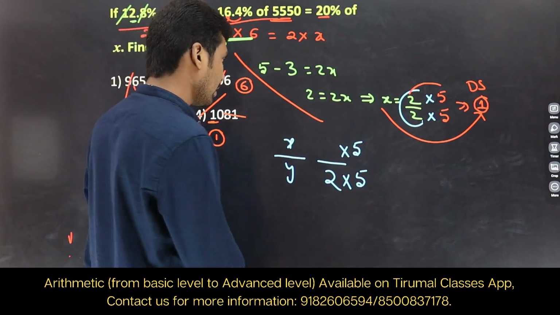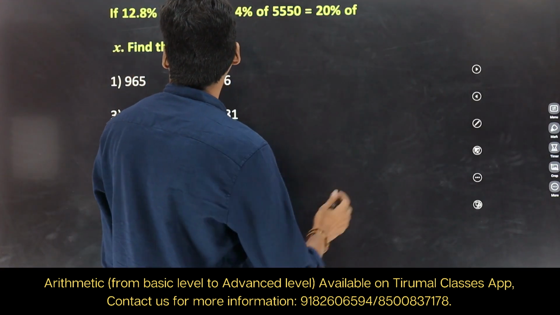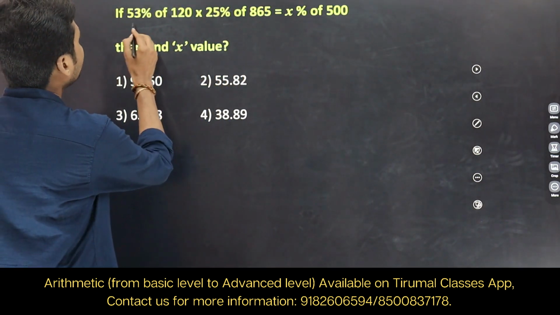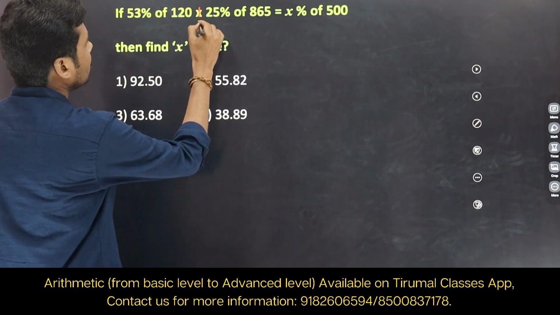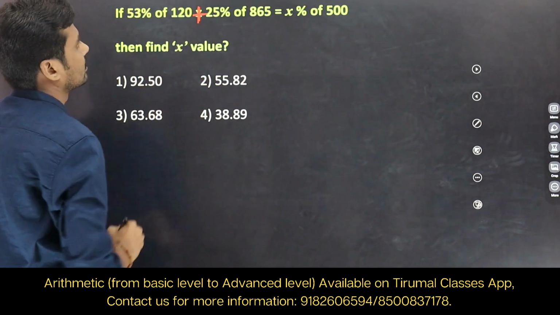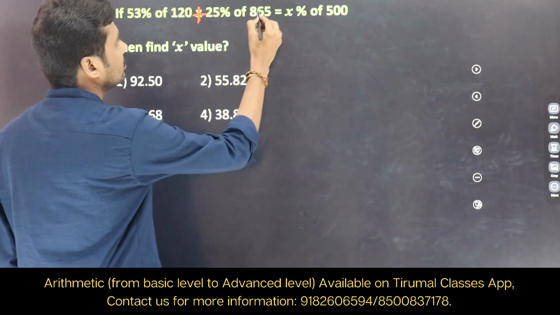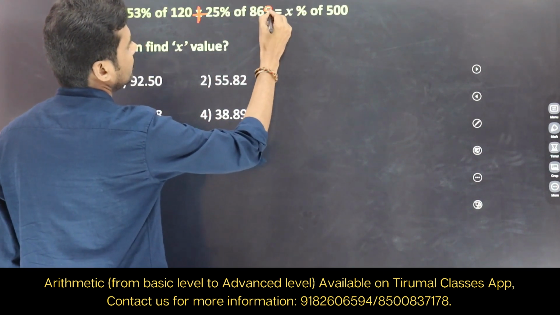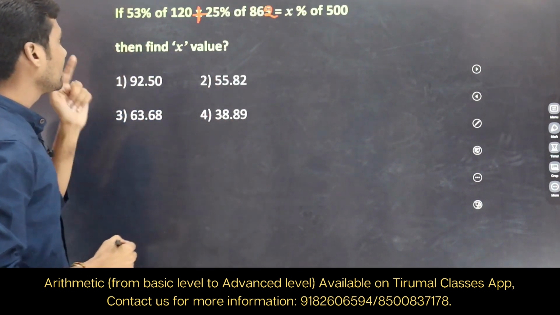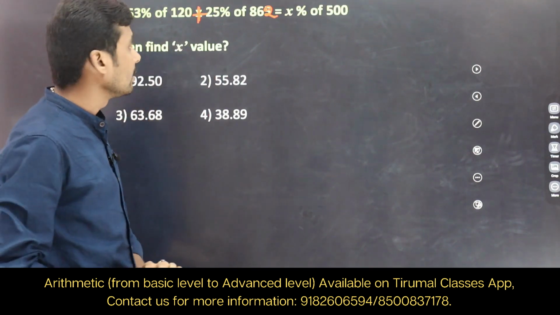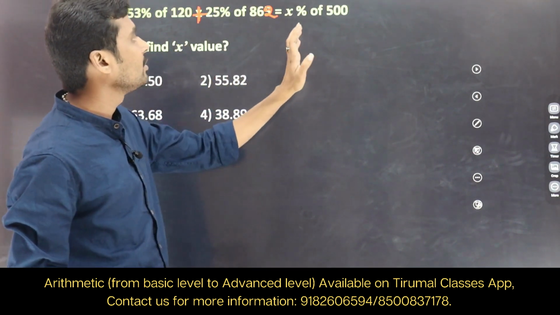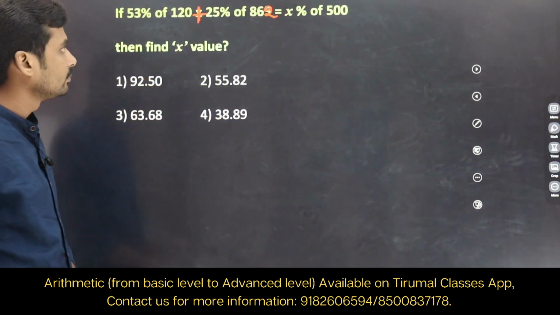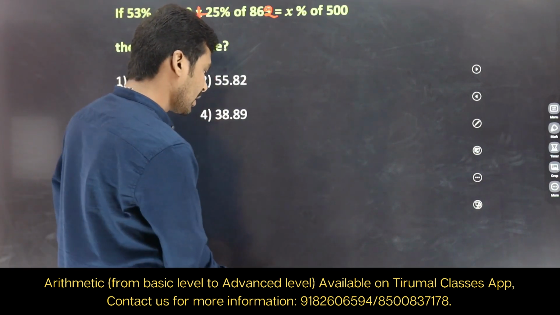Okay, so let's look at the next problem. Here 53% of 120, this is not into, so please change it as plus. 25% of 860, this is also 2, so small correction, please correct this one. Okay, it is given like that: 53% of 120 plus 25% of 862 is equal to x percentage of 500. Then find the x value. Okay, so by using digit sums we can solve it.